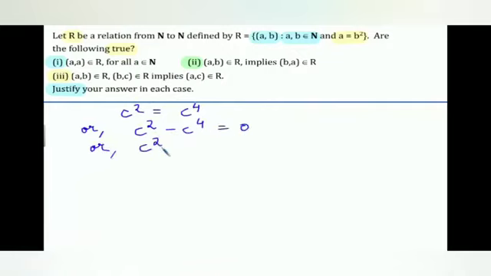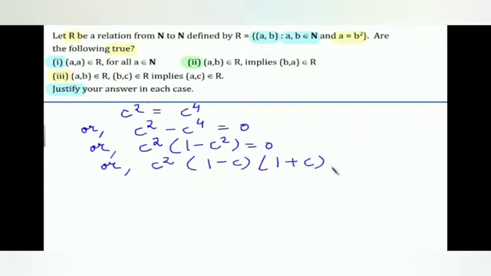C square minus C raised to 4 is equal to 0. Now take common C square in bracket: 1 minus C square is equal to 0. So C square in bracket, 1 minus C, 1 plus C is equal to 0, like A square minus B square. So C is equal to 0 or C is equal to 1 or C is equal to minus 1.